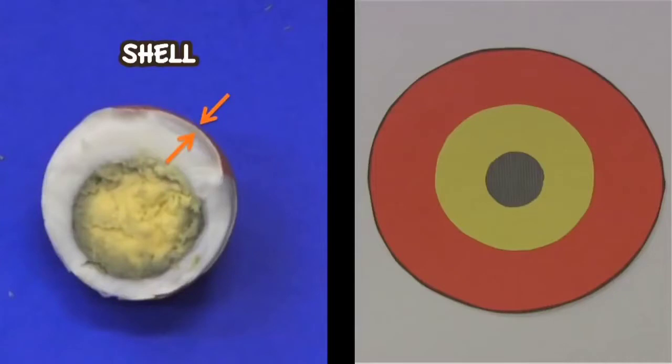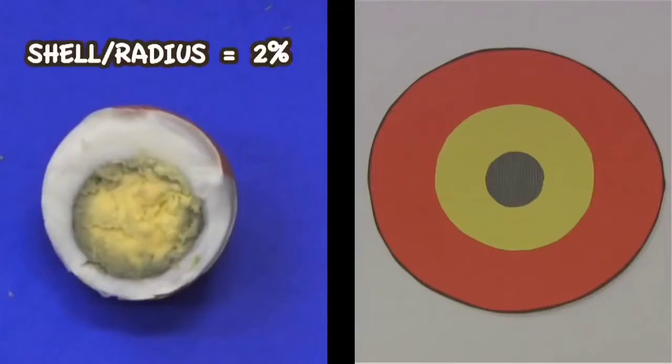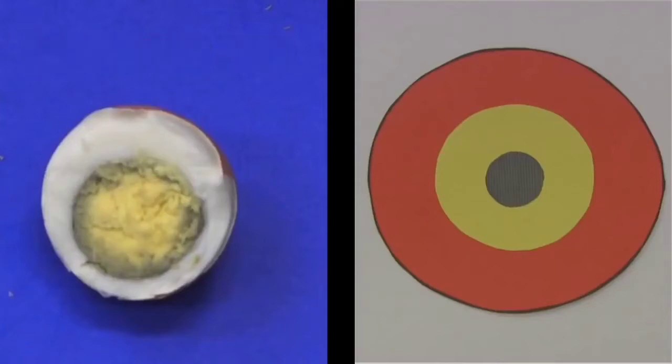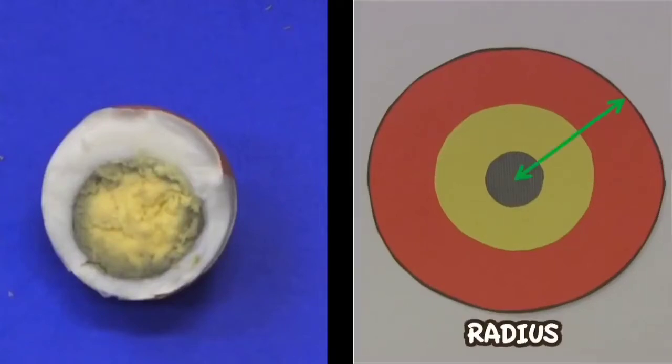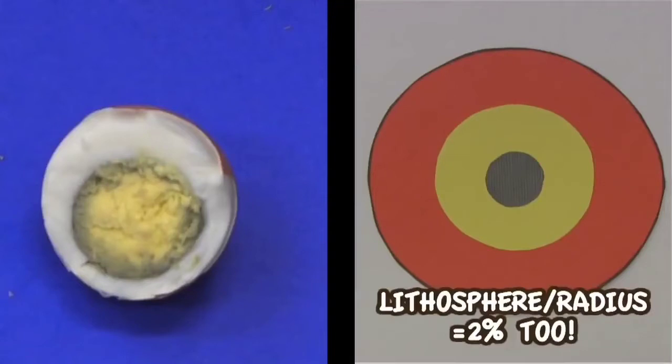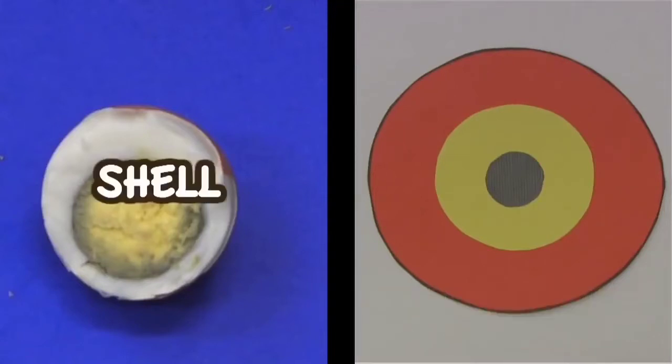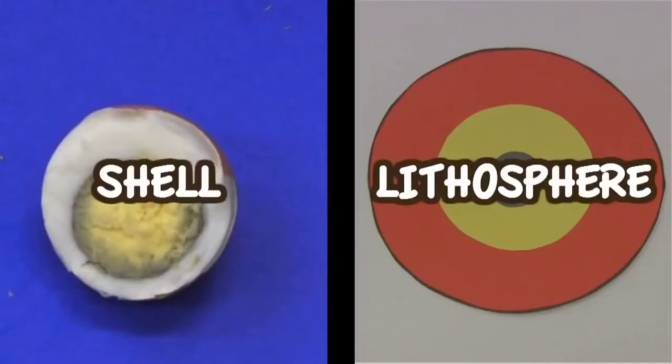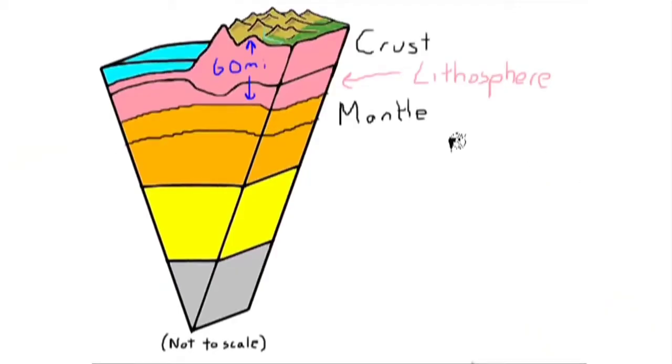The shell thickness divided by the radius of the egg gives a percentage of 2%. On the other side, the thickness of the lithosphere divided by the Earth radius works out to about 2% too. So the shell is to the egg what the lithosphere is to the Earth. The lithosphere essentially floats atop a semi-liquid layer known as the asthenosphere, which is about 60 miles thick.